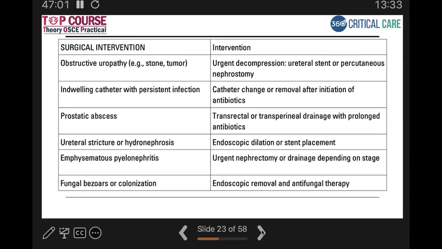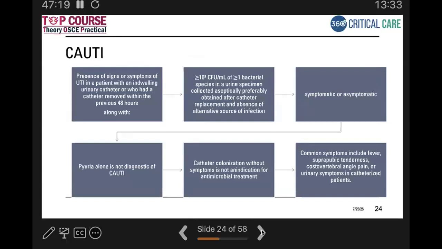Okay. In complicated UTI, any obstruction, any catheter, especially prostatic abscess in men, and emphysematous pyelonephritis in patients with risk factors may warrant urgent surgical intervention. Unless you do that, the patient will not recover. Okay. Coming on to one of the complicated UTIs, that is catheter associated urinary tract infection, which is the commonest scenario which we will see in our ICU.